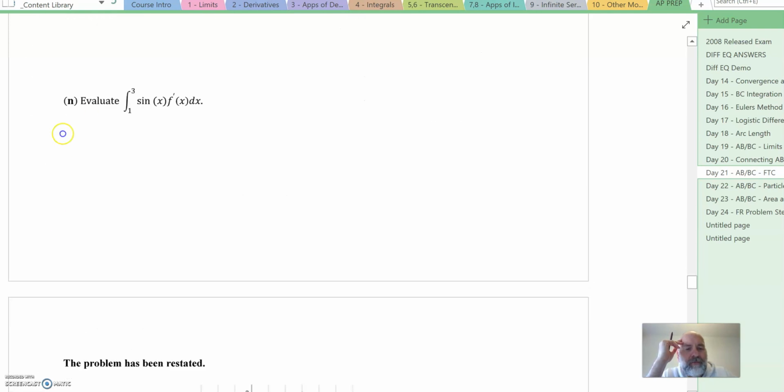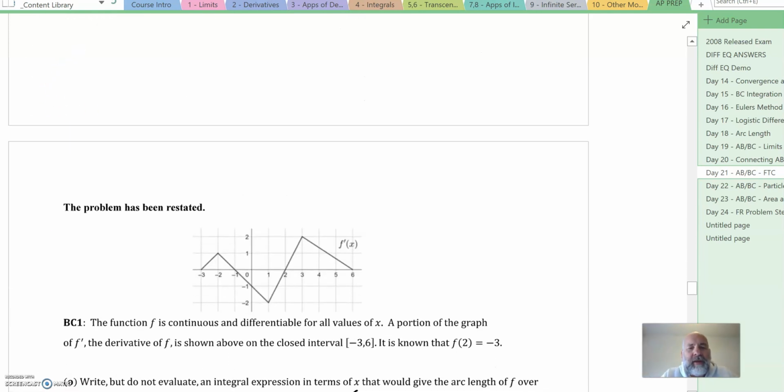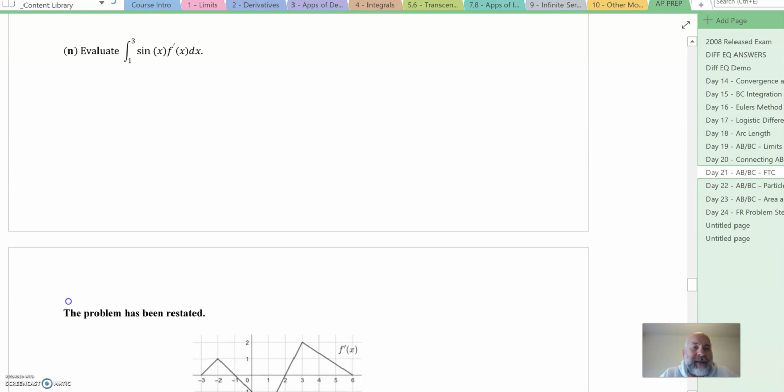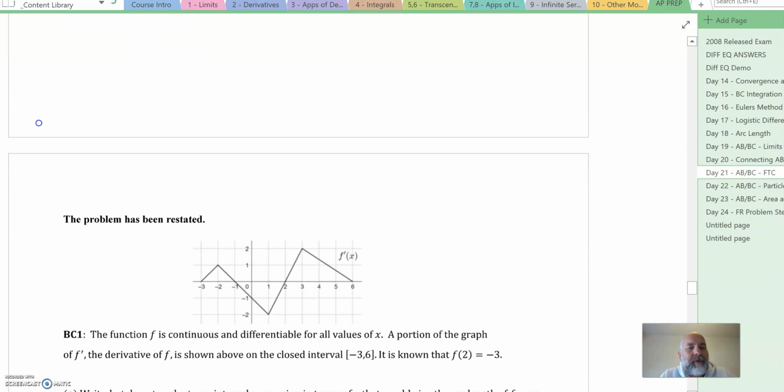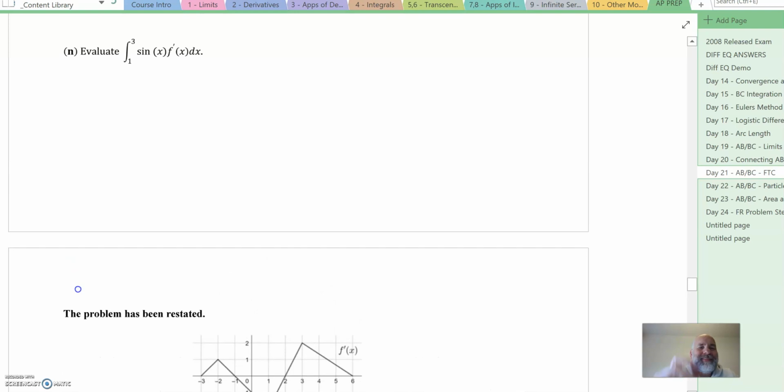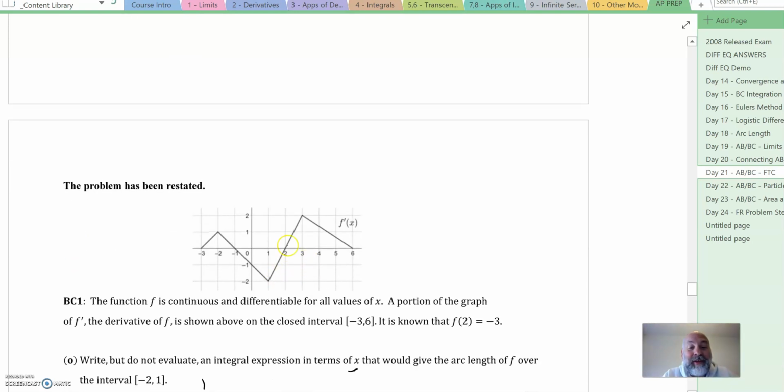So f prime is, do I have another picture? Yeah, there it is. F prime is this thing right here. I have to integrate that function. Is that function easier to integrate as what it is, or instead as its derivative? And then you look at it and you go, oh man, I'd love to instead work with the derivative of this thing, because the derivative of this thing is constant. So the derivative, f double prime, is just 2.